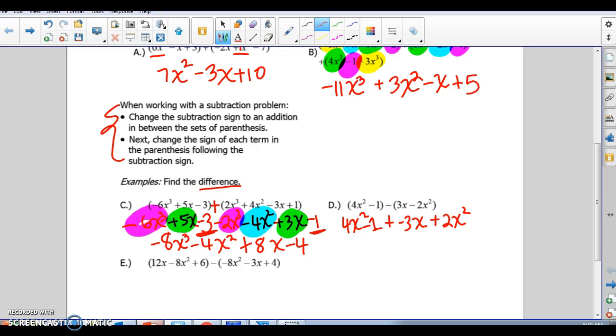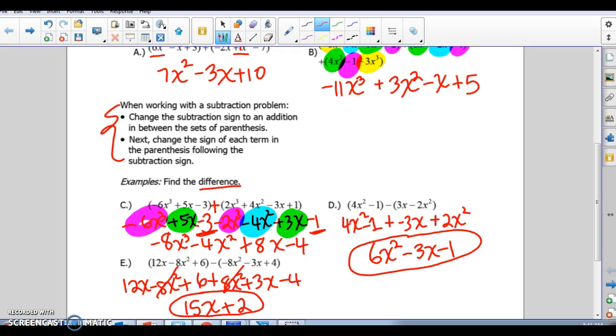Now pause the video. Okay? So the answer to D is 6x squared minus 3x minus 1. Answer to the E is 15 plus 2. You might wonder, Miss Lee, don't you need to put 0x squared? No, because negative 8x plus 8x is 0x squared. 0 times x squared is 0, so you do not even have to put that.